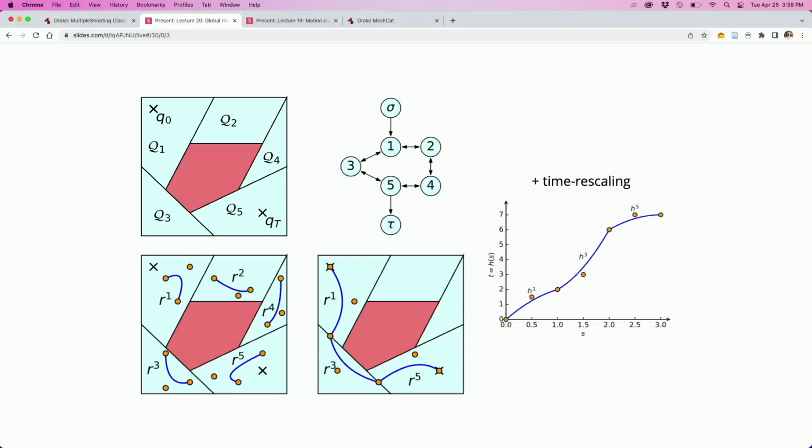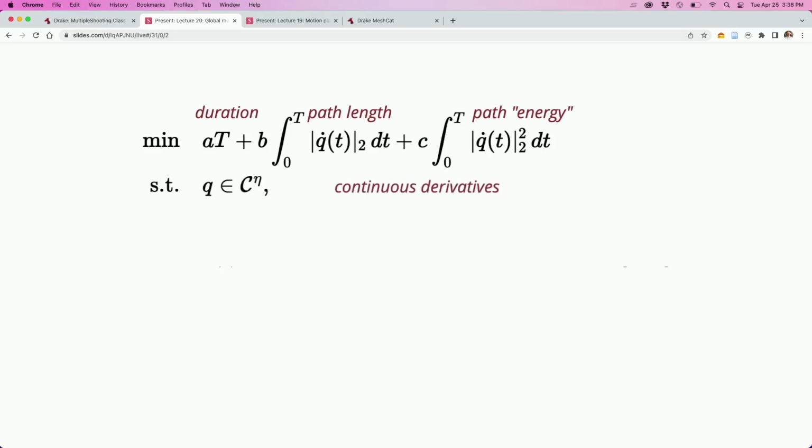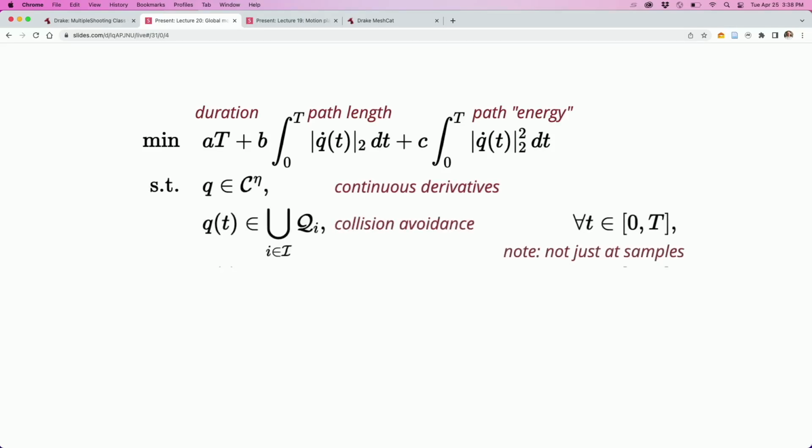Separately, because we want to think about the dynamics, we also have a time rescaling. Just to make things fit into the convex optimization framework, we separate out the path of the curve from the timing of the curve. And we actually have two curves in every region. Just like I stuck U in as the decision variables here, we stick a time rescaling in the decision variables in these problems. So then you can optimize things like the duration of the path, or the path length, or the path energy. And you can have collision avoidance, not just with the samples, but at all times.